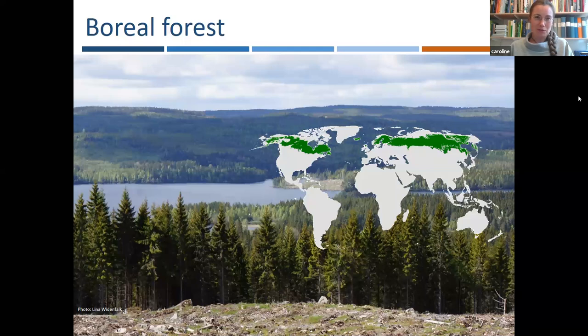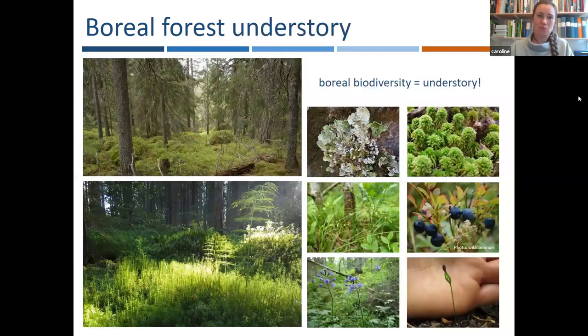The boreal forest consists of only a handful of forest or tree species. So this is spruce and pine and maybe some birches and aspen here and there. But most of the biodiversity is found in the understory. And I will tell this story from the perspective of an understory plant and how it perceives its environment and its immediate climate around it.